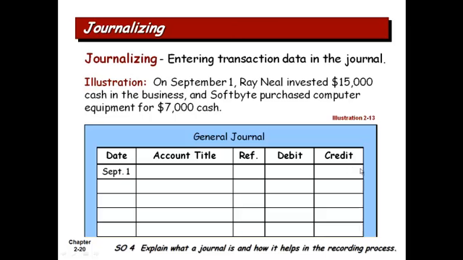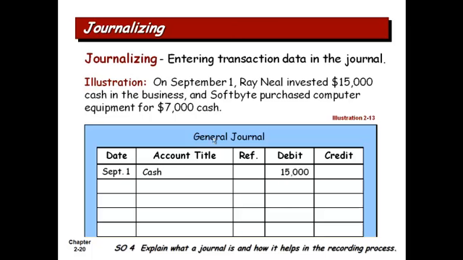So let's see an illustration for journalizing. On September 1st, Ray Neal invested $15,000 cash into the business, and SoftBite purchased computer equipment for $7,000 cash. Okay, in this situation, Ray Neal is the owner, and SoftBite is his business. So Ray invested $15,000 cash into the business. Let's see what that looks like. So debit cash for $15,000.